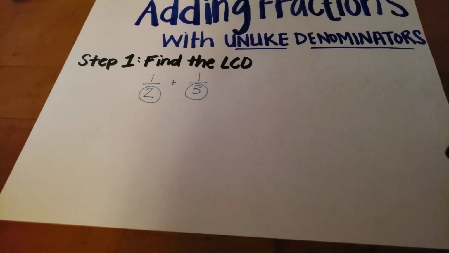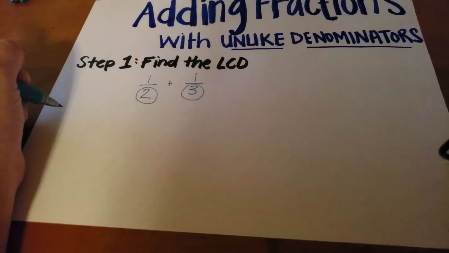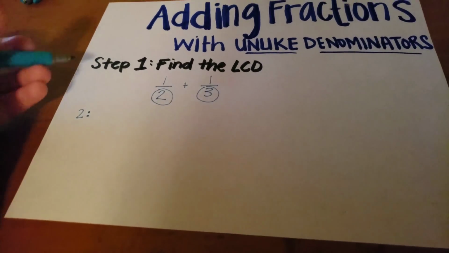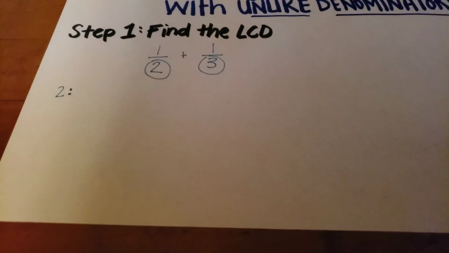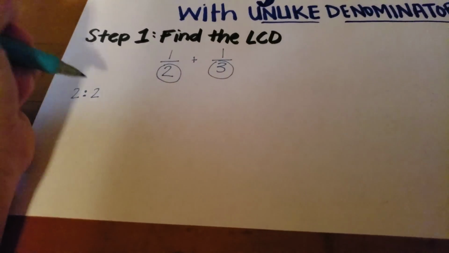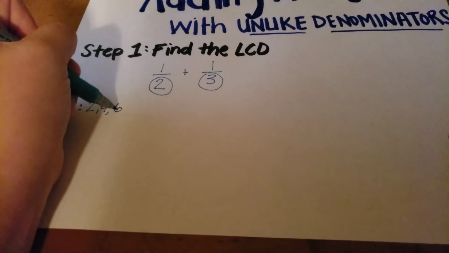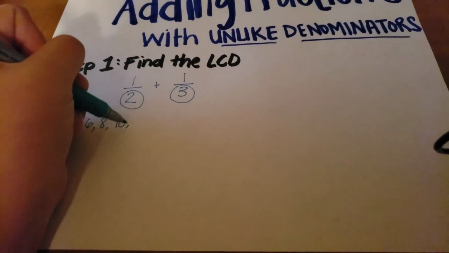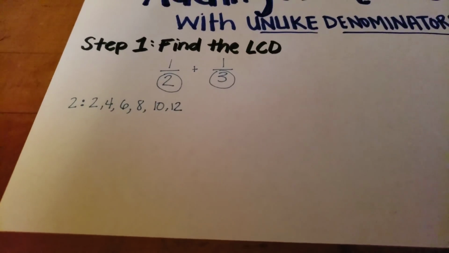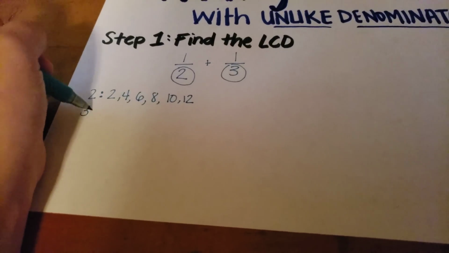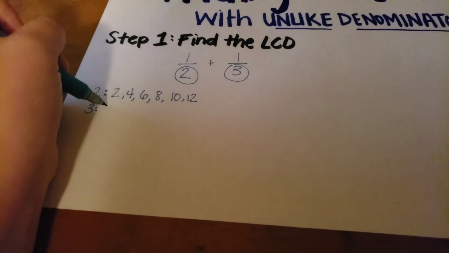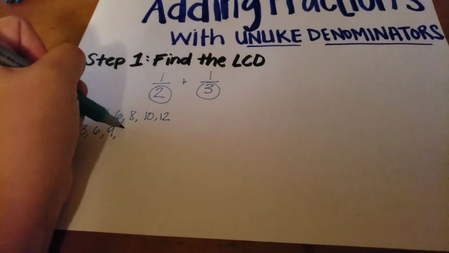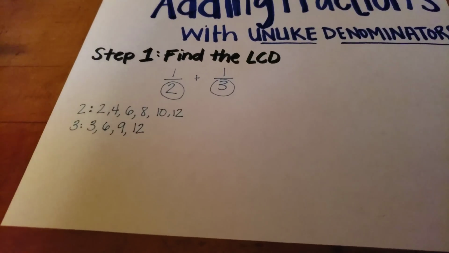So to find that, we have to find the multiples for each of these numbers. You can do that pretty easily. Finding the least common denominator for 2 would require you to count by 2's. So you would start off with 2, 4, 6, 8, 10, we'll go up to 12. Okay, then you do it for 3, and you just count by 3's. 3, 6, 9, 12. We're going to stop at 12 again.